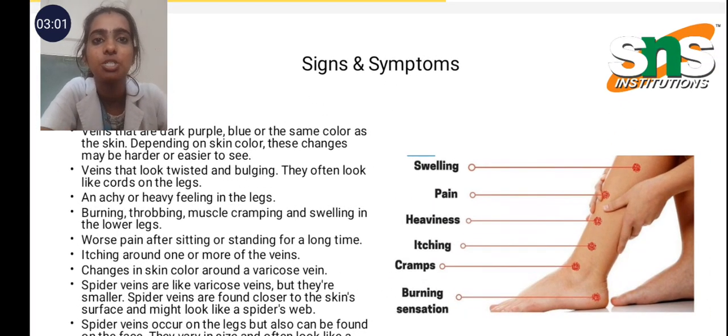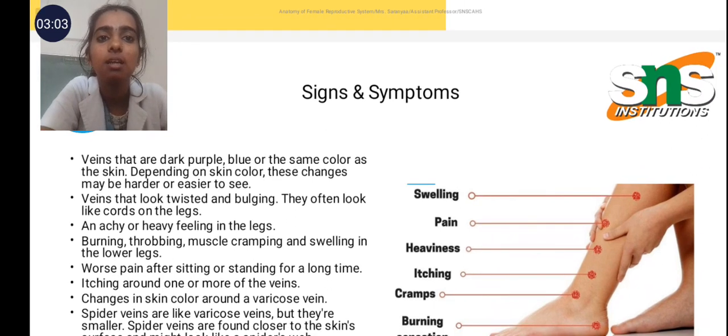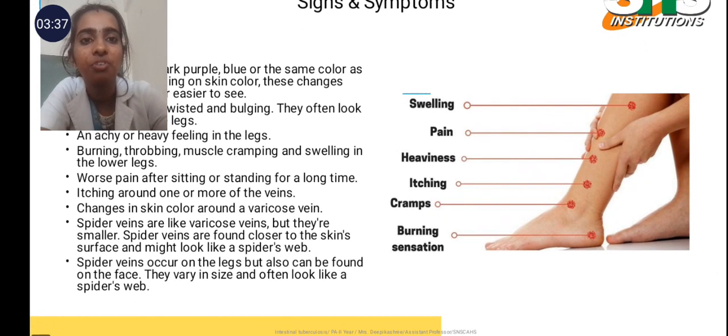Then clinical manifestation, that means the signs and symptoms. The veins are dark purple, that means the color is changed, dark purple, blue or the same color as the skin. Depending on the skin color, these changes may be harder or easier to see. Veins that look twisted and bulgy, they often look like cords on the legs. And an achy or heavy feeling in the leg, burning, throbbing, muscle cramping and swelling in the lower legs. Worsening pain after sitting or standing for a prolonged time, itching around one or more of the veins, and change in skin color around the veins.